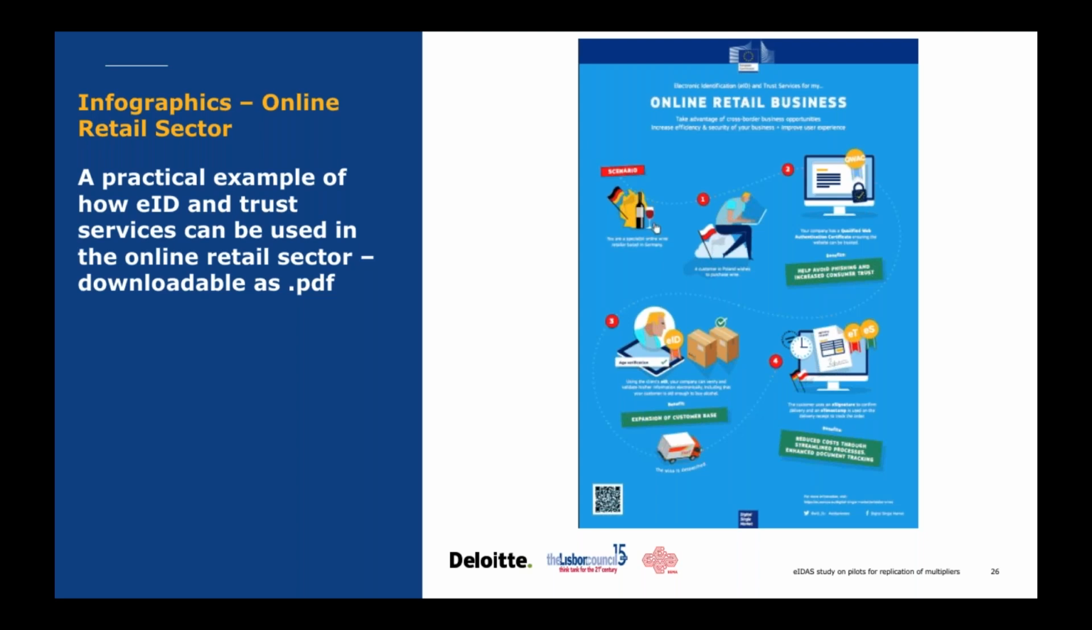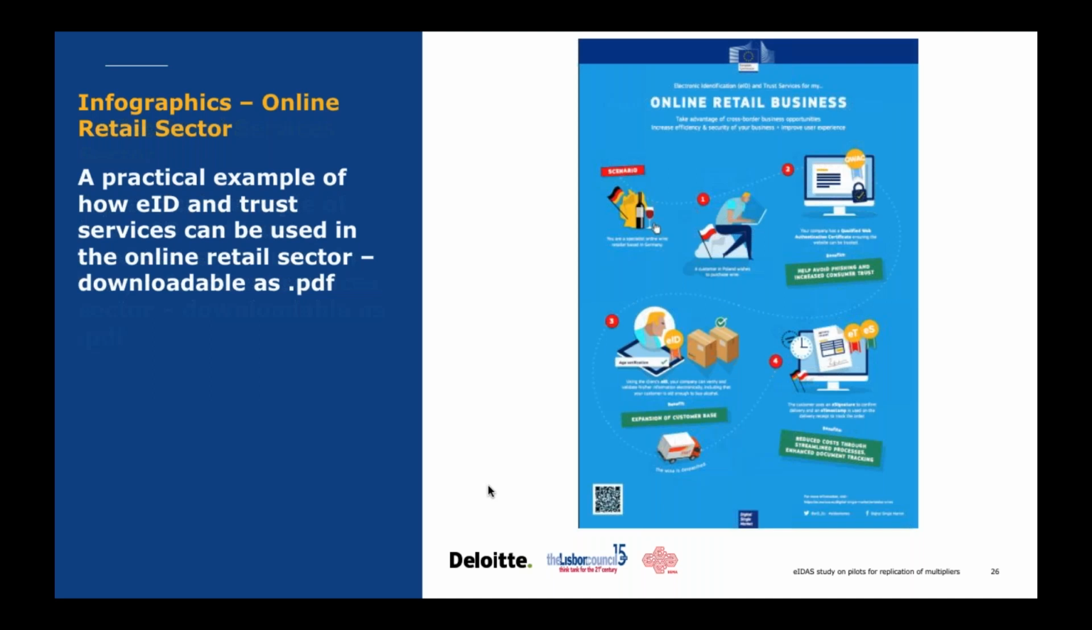We've also developed an infographic for the online retail sector, this time targeting an online wine retailer who is selling their wine online to a customer in a different country. It's very interesting, the use of electronic identification here, as alcohol is a good which is restricted for age in different countries. So the use of electronic identification here can prove that the user in a different country is who they say they are and that they are of age to buy alcohol.